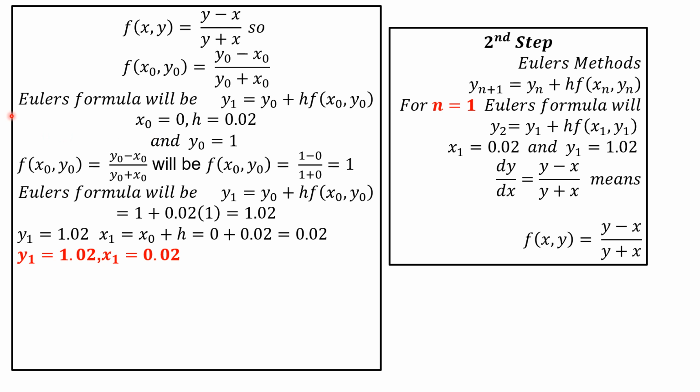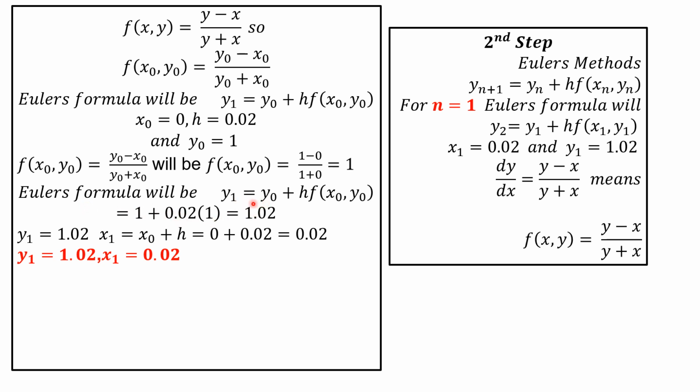Euler method we have written. y1 is equal to y0 plus h f of x0 y0, that is given. The value of x0 is equal to 0, that is also given. h is equal to 0.02, we already calculated. This is also given. So put in the values. This will be the value function. Then in the Euler method, we can put in the values.